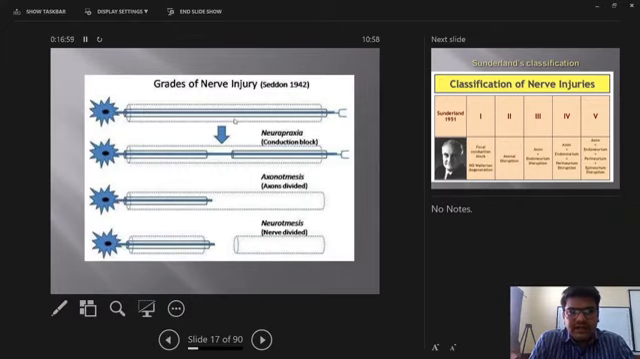So this is transient ischemia, where the nerve is anatomically intact. Here you can see that the conduction block is there. Here the axon is completely divided, but the endoneural tube is intact. This is axonotmesis. Here there is severing of the nerve. The endoneural tube is also cut. This is neurotmesis.